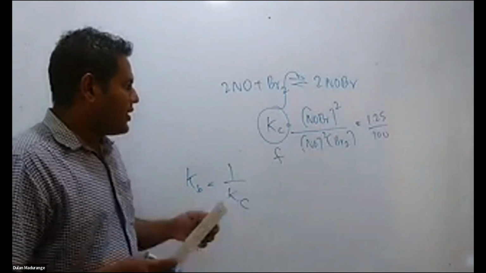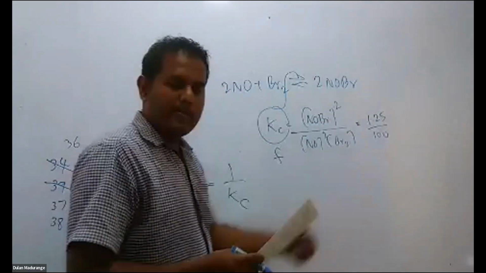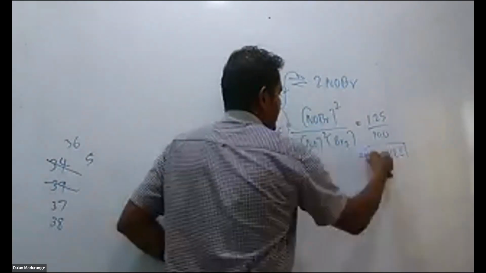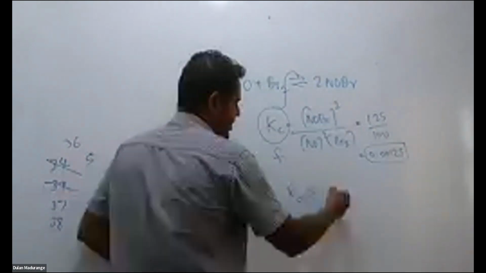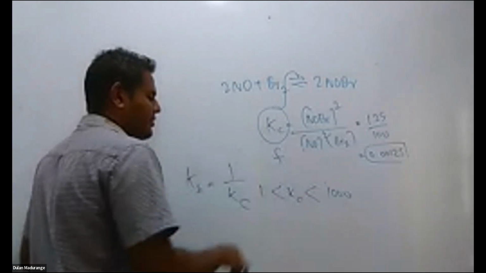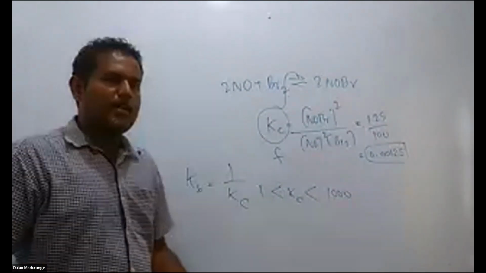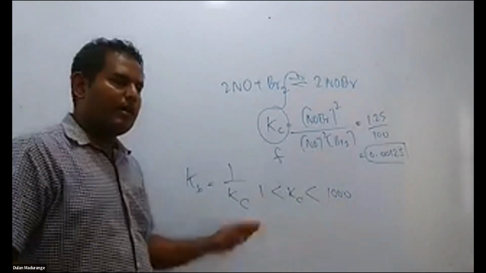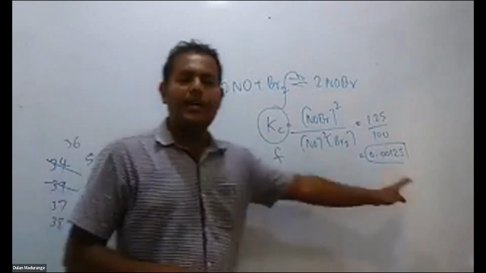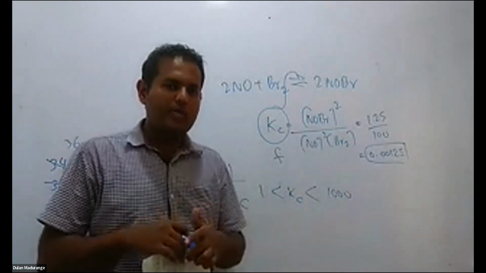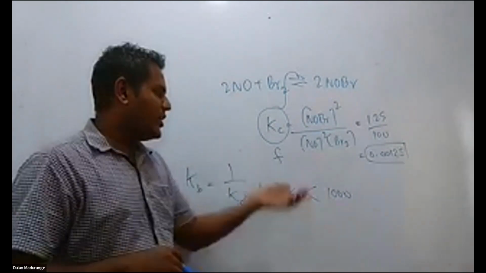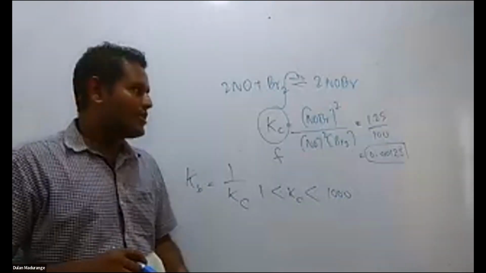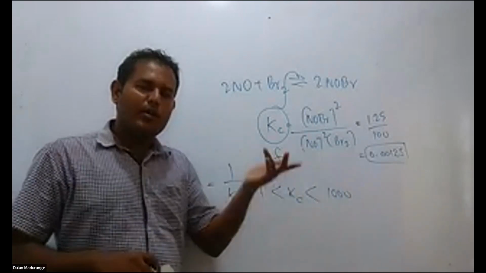Then the equilibrium constant is a decimal value, 0.00125. Generally, the Kc value is in between 1 to 1000. If it is less than 1000, the amount of products is very low. So this equilibrium constant Kc will become a higher value when your Kc value is increased. So when your Kc value is decreased, the amount of products is low.